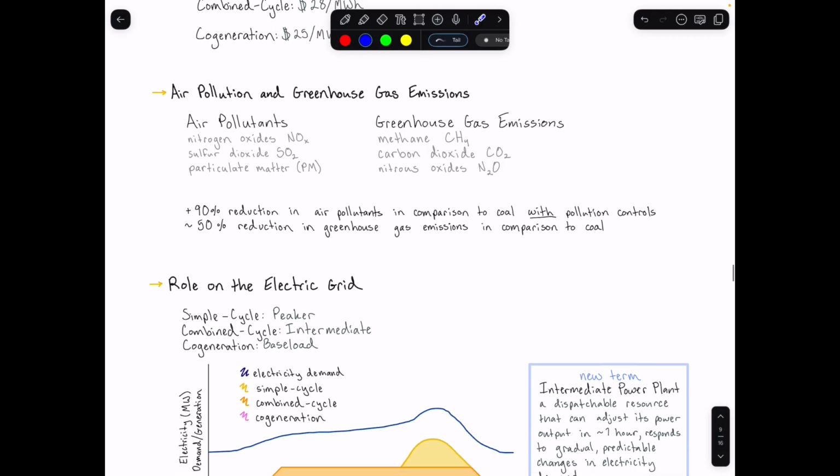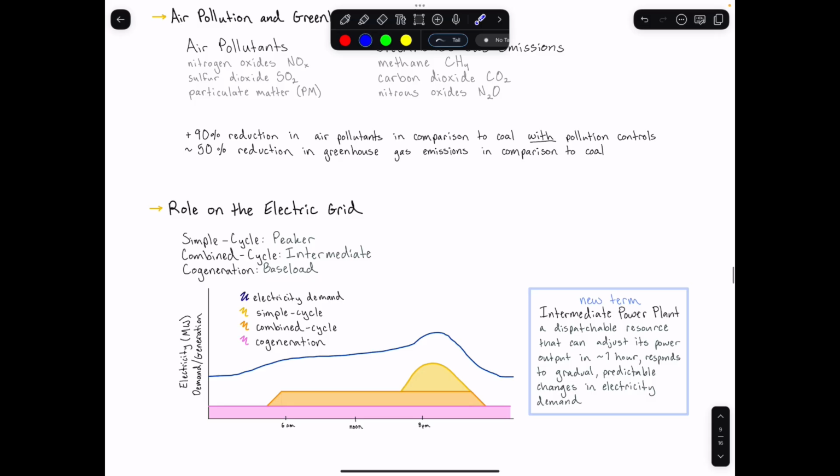Okay, role on the electric grid. Each of the different types of natural gas power plant actually plays a different role on the electric grid. Simple cycle power plants, we mentioned, can change their power output quite quickly. And because they can change their power output in a matter of minutes, this makes them well suited as peaker plants. So they're able to respond to sudden increases or decreases in electricity demand. And so here you can see I've labeled it as a peaker plant.